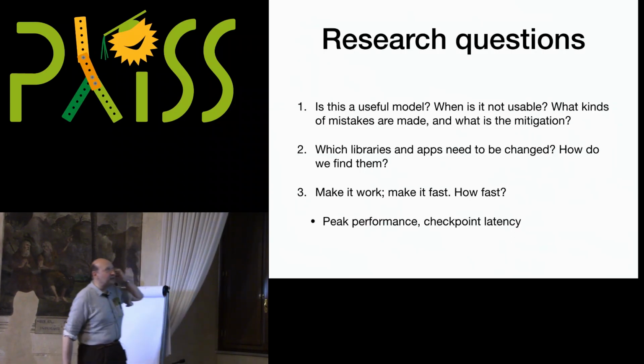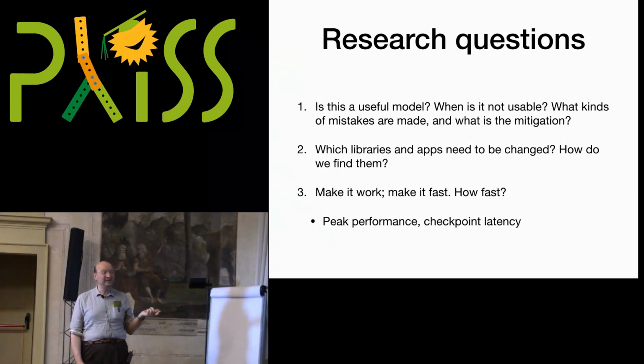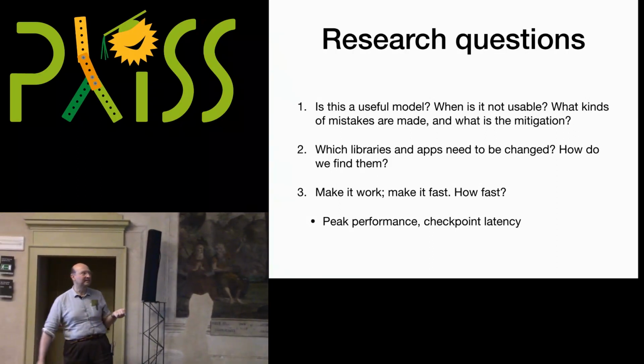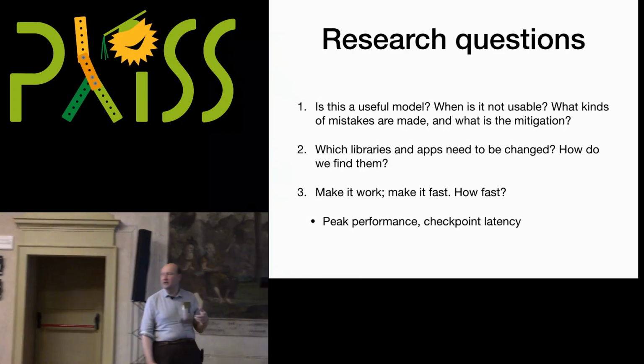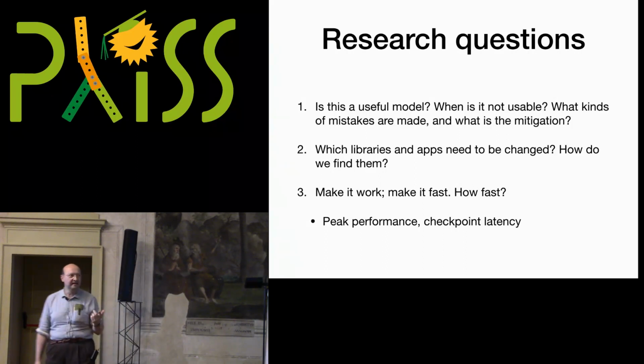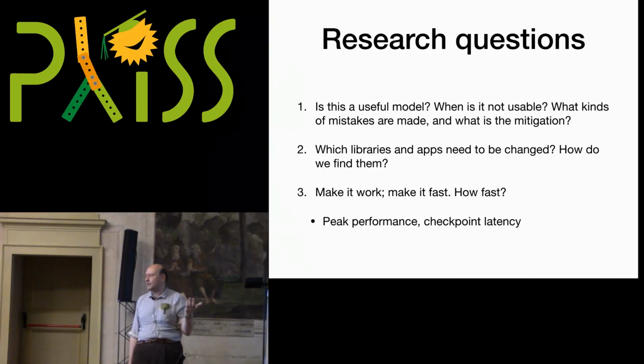So the research questions around this, the most important one is: is this useful? Which programs is it useful for? Where is it not useful? What kinds of mistakes are people going to make? What's the mitigation for those mistakes? Is the partitioning going to give us the reliability that we're seeking that we might not get from reachability? Maybe reachability is good enough. I don't know. I think we'll find out.